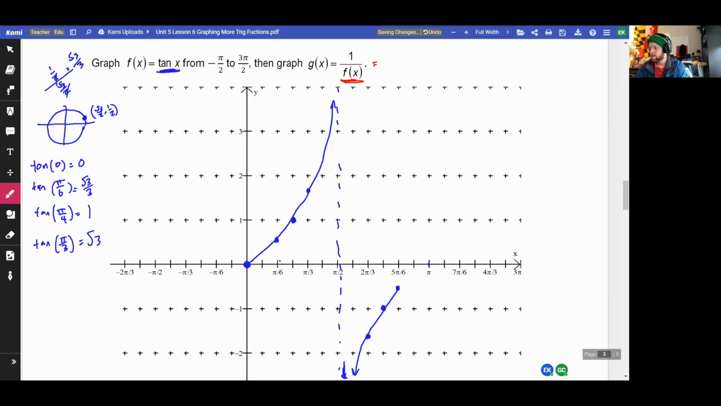And then at pi, we're at 0 again, because we got a flat slope. What's the period? Oh, I just said it. The period of tangent is pi. So we're just going to copy that over.